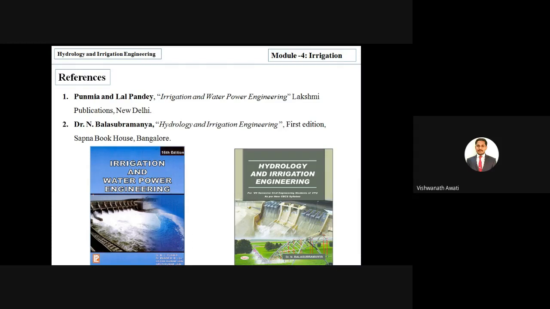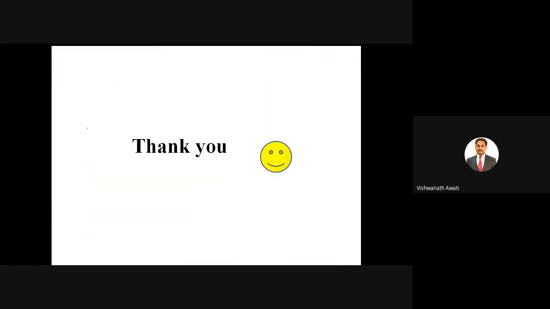Yes. For this I used the Punmia textbook, Irrigation and Water Power Engineering, Laxmi Publications. You can see here it is a textbook. Its authors are B.C. Punmia, Dr. Pandey B.B. Lal, Ashok Kumar Jain and Arun Kumar Jain. It is Irrigation and Water Power Engineering, right? And parallelly I used Dr. N. Balasubramanya's textbook. Right? Thank you.